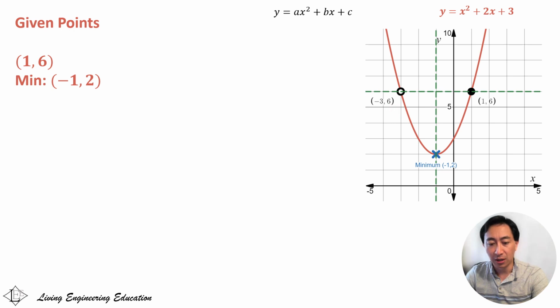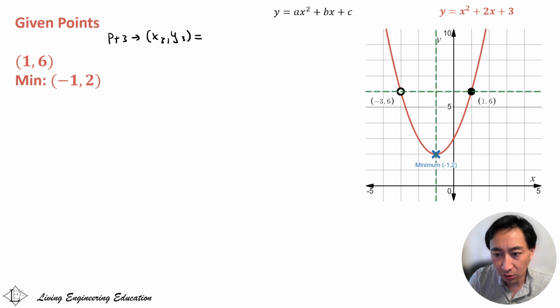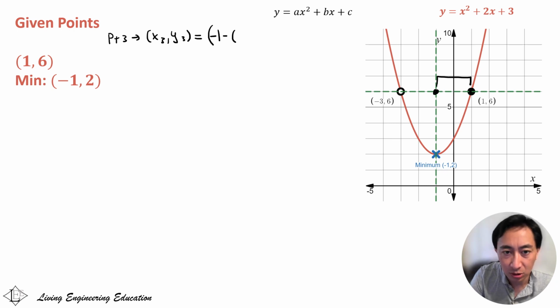So let's work it out and see if we didn't have this graph, how will we identify point 3, right? So point 3, x3, y3 is equal to, it's going to be the minimum location here, negative 1, minus the difference between these 2 values here. So 1 minus negative 1. So that would be 2. And then y3 matches y1 at 6. So this equals negative 3, 6.